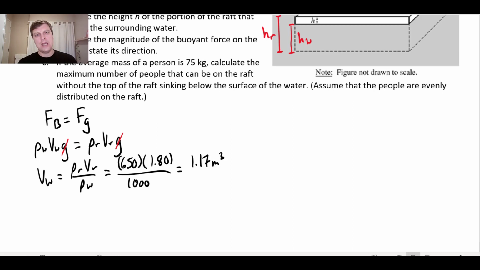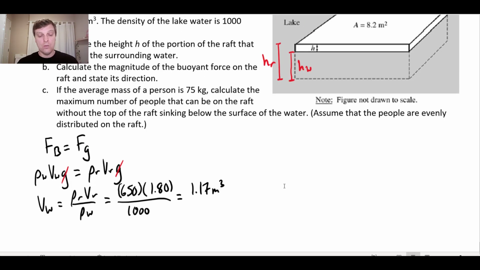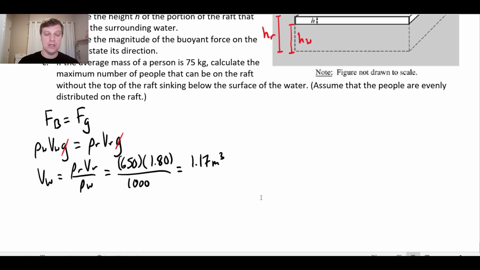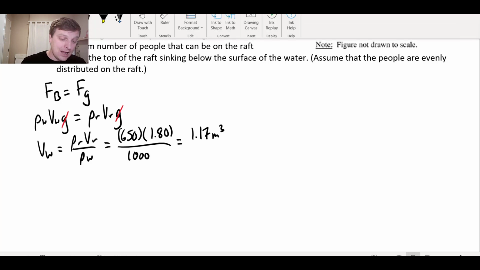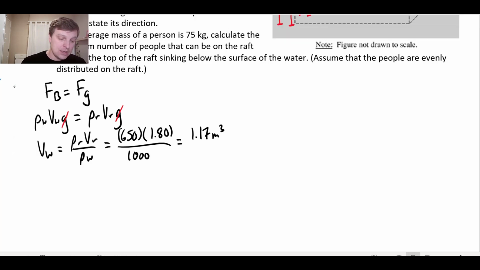Now it's important to keep in mind what we just found. We found that this raft has to displace 1.17 cubic meters of water in order for it to float. So that's the displaced volume of water. If I know the displaced volume of water, then I can figure out the height, because I know that volume equals area times height, and so the height is just going to equal the volume divided by the area. And so this is the height here, again, the height of the water.